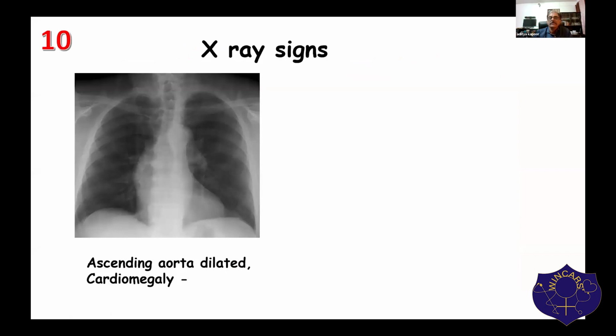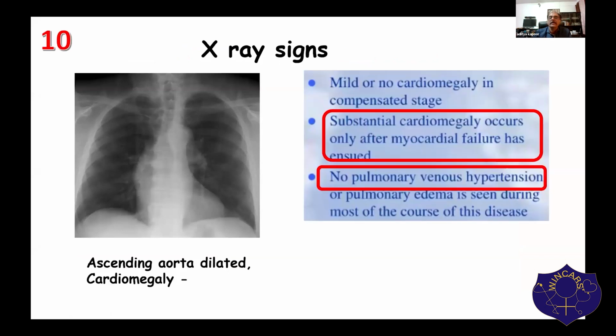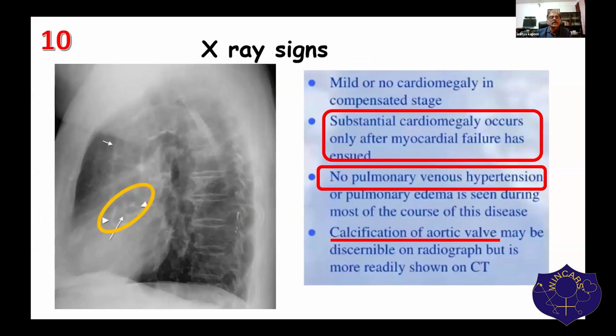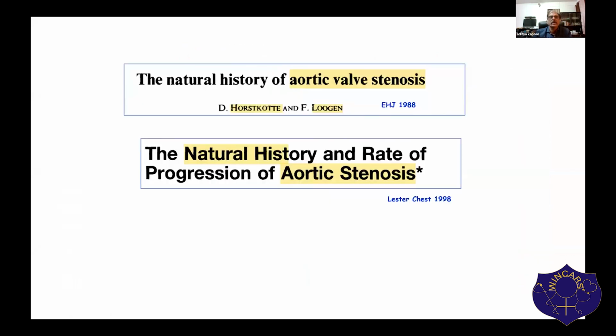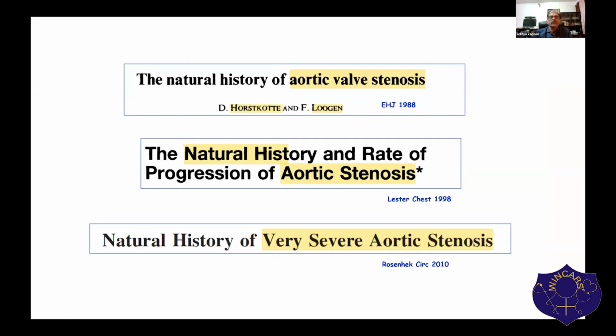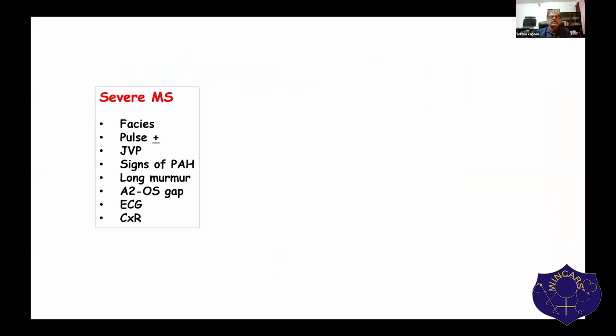X-ray signs of aortic stenosis, of course, you don't find any cardiomegaly in pure AS. You might find the ascending aorta to be dilated. Cardiomegaly or PVH only when the patient goes into failure. Calcification of the aortic valve might be seen on the lateral view, but it has no correlation with severity. It is only age dependent. So these are the signs on X-ray. For aortic stenosis, also remember to go through these natural history articles. Very, very important.